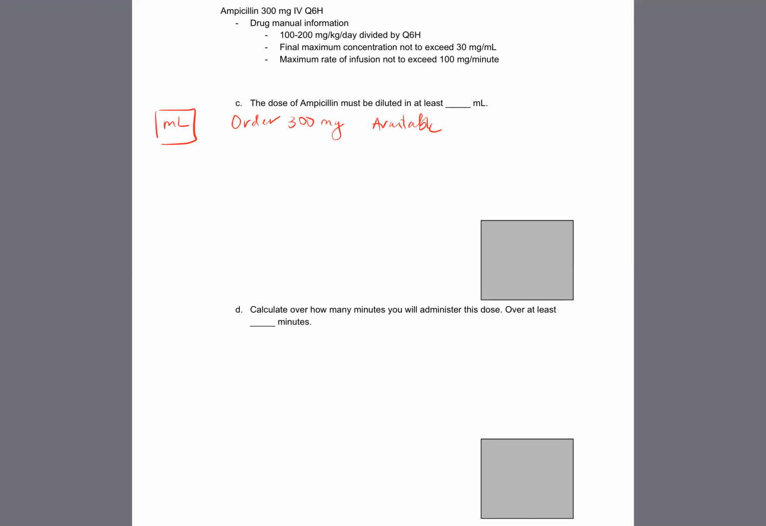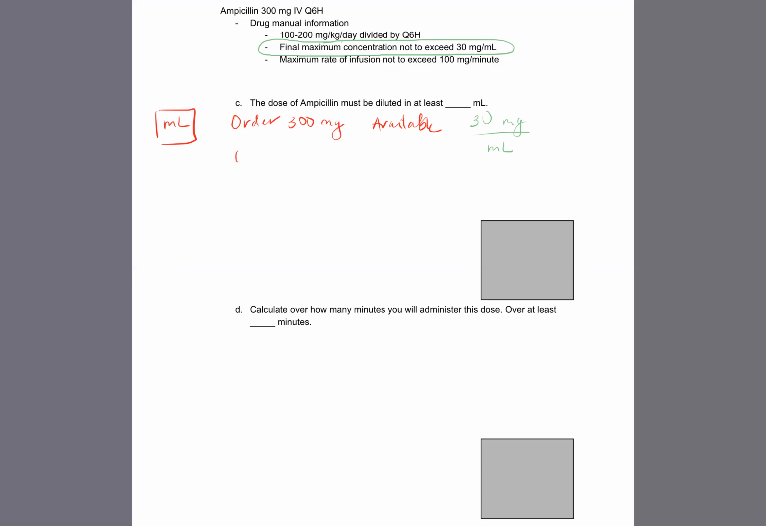That's 300 milligrams. And what's available, and I'll go ahead and highlight that in a green color, is going to be this. The final maximum concentration not to exceed 30 milligrams per ml. Because if you look at all of the other units, we have milligrams per kilogram per day, we have milligrams per ml, and milligrams per minute. The only one that really fits in this question is asking for mLs at the end. So that would be this, final maximum concentration not to exceed 30 milligrams per ml. So we're going to put our availability as 30 milligrams per ml.